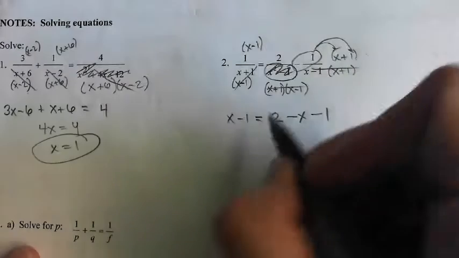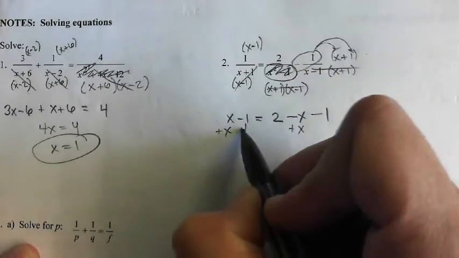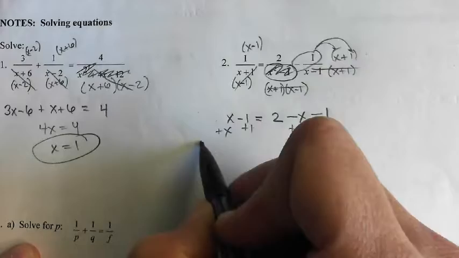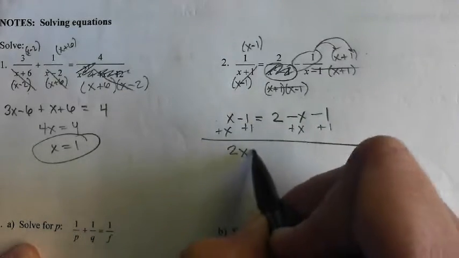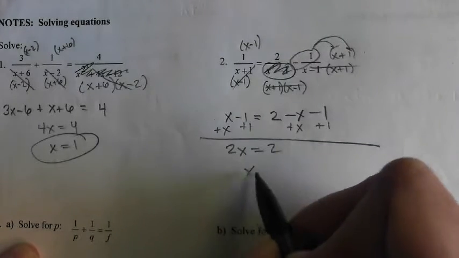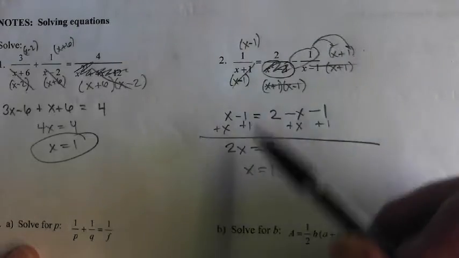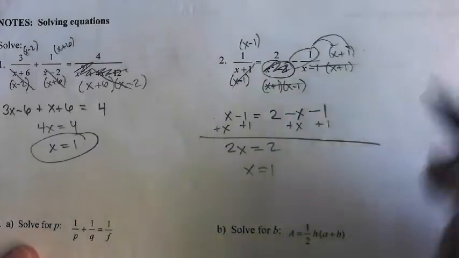So from here, just solve. Add your x to the left. And your non-x's, I'm going to add that 1 over. Rock, you with me? 2x equals 2. Oh, we get x equals 1 again. Is that acceptable or rejectable? Rejected. Right, you would reject that. 1 and negative 1 are excluded values.